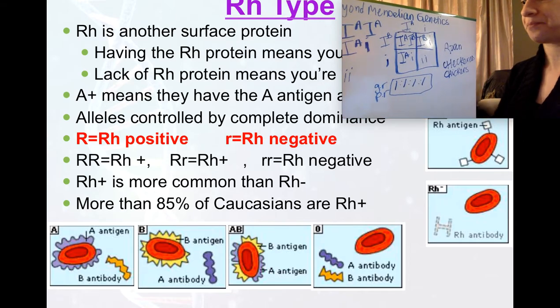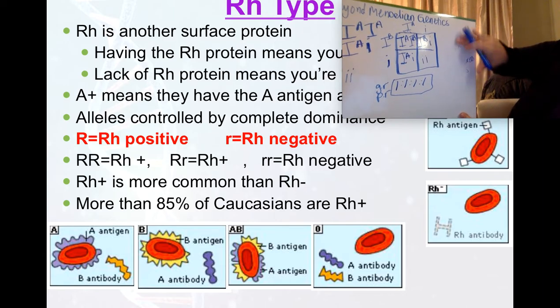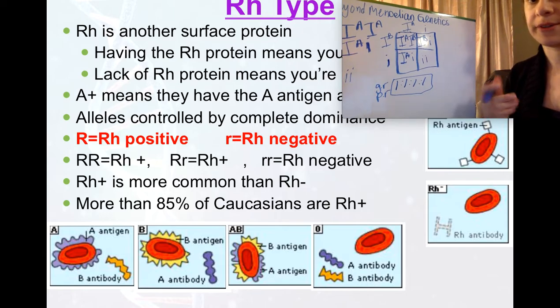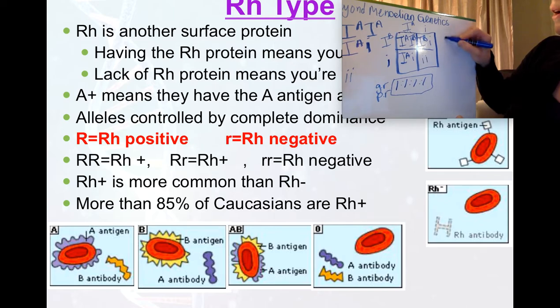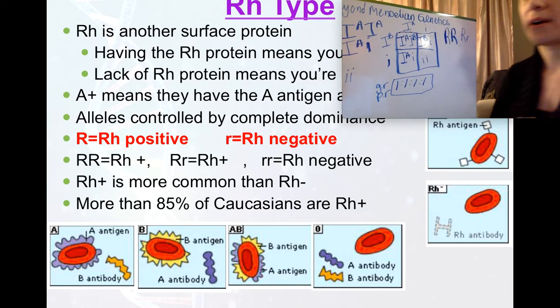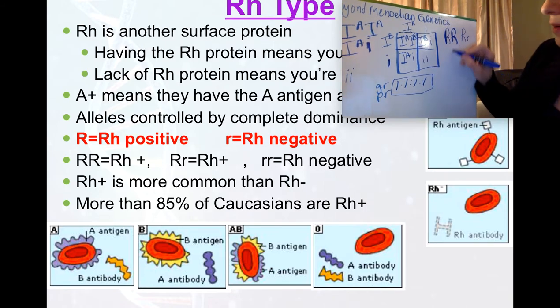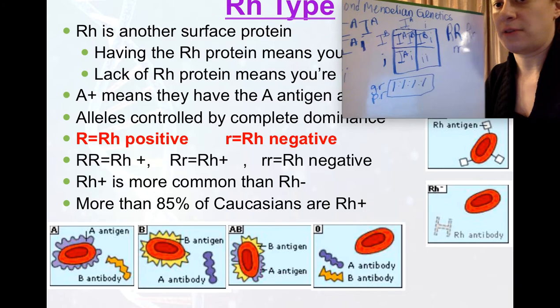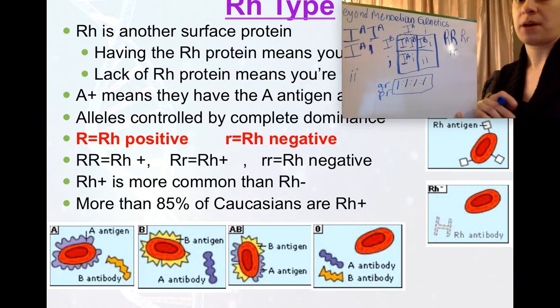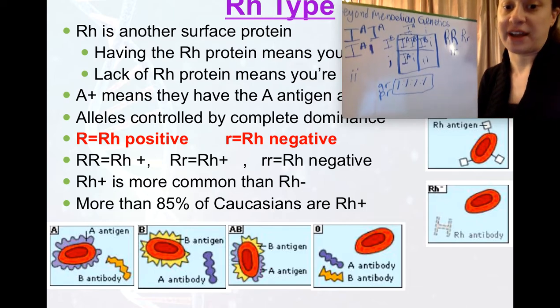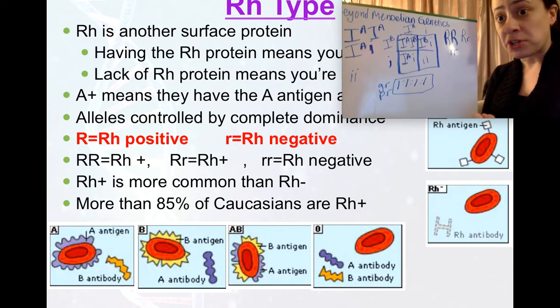So what does that mean? Well, it means that all you need is the one dominant allele in order to express that. So if you are big R, or big R, little r, that means you would be positive. Or if you are recessive r, then you would be negative for that blood type. And RH positive tends to be more common than RH negative in the Caucasian population.